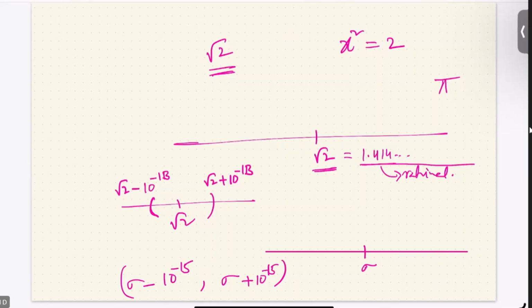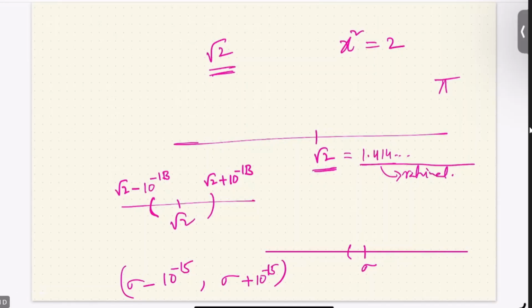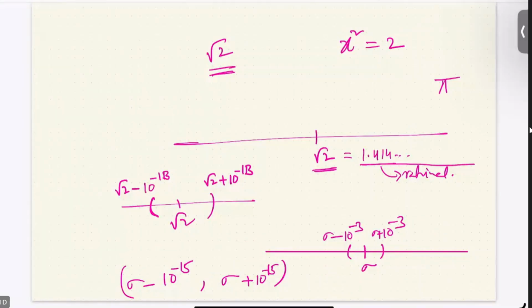But I said it's not dense. You don't have any number between, at least 10 raised to minus 3. If you don't have any number, let us assume that is not dense. Not dense means you're having gaps. Then can you achieve this accuracy? No, sir. We can't achieve.